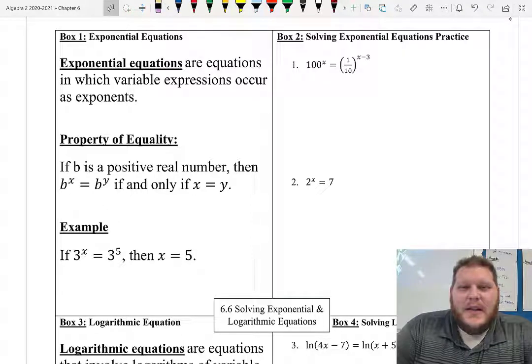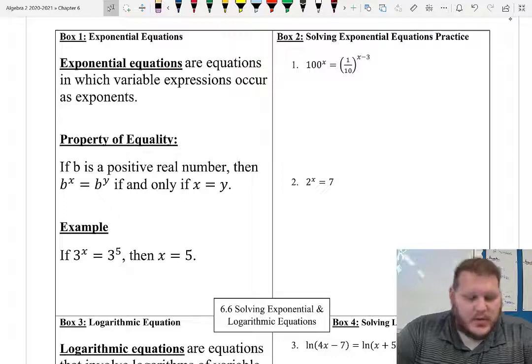Hey guys, today we're looking at 6.6's notes, which is all about solving both exponential and logarithmic equations.